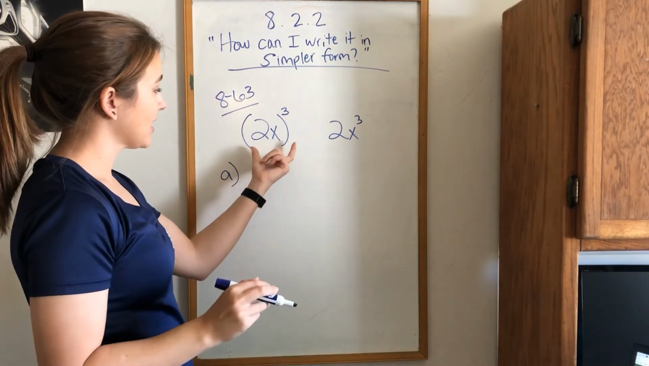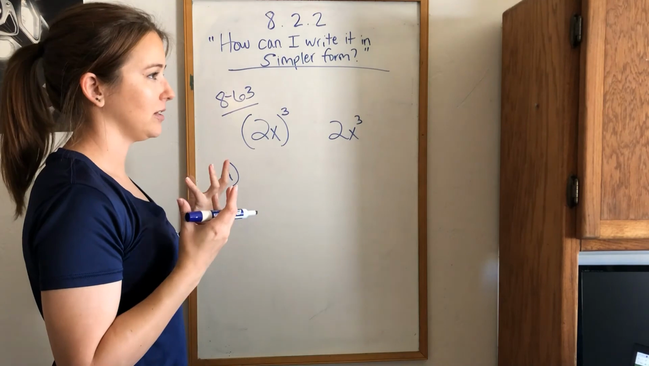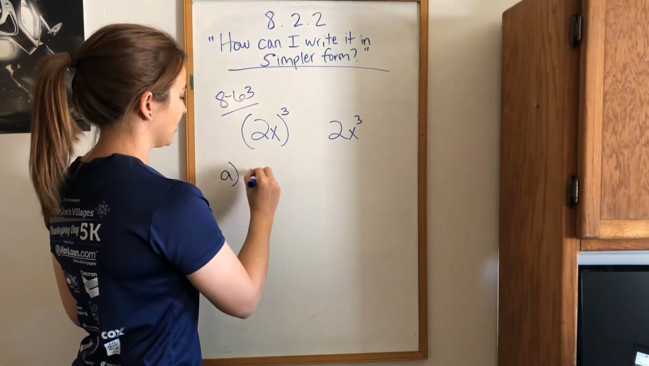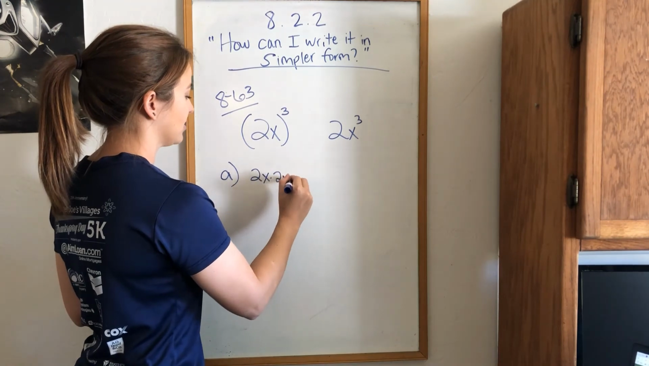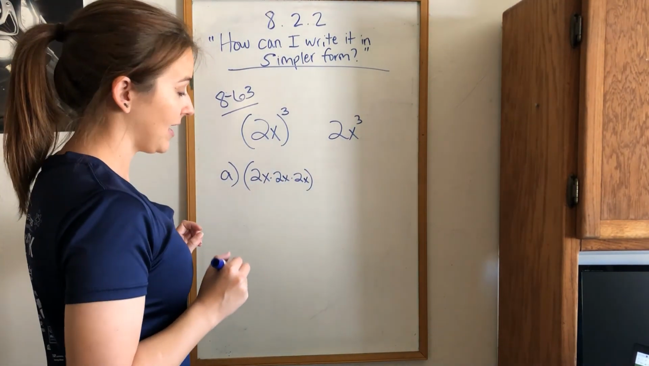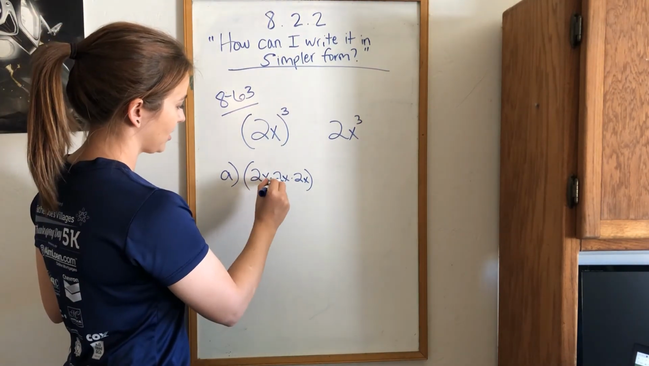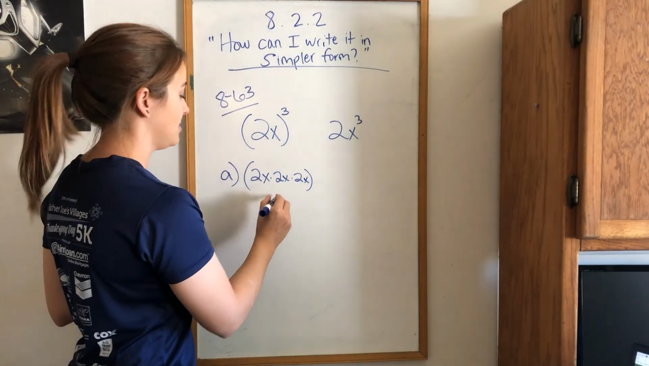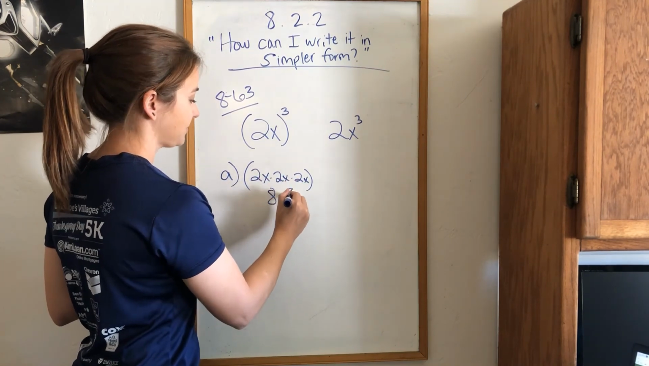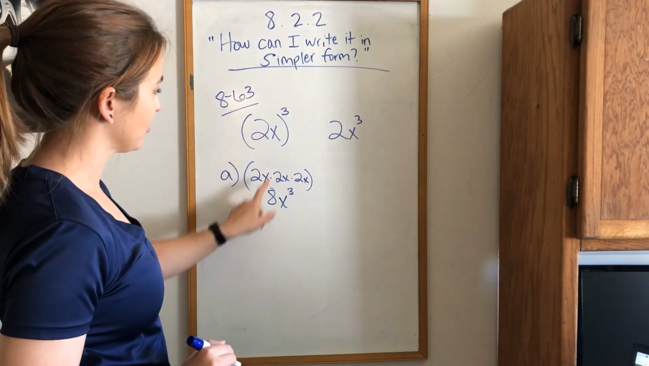We know everything inside the parentheses is going to be raised to the 3rd power. So you can do this a number of ways. I'm going to do it like this. 2x times 2x times 2x. And then if we simplified that, we would get 2 times 2 times 2, which is 8. And then x to the 3rd power. So that's the simplified version of this.